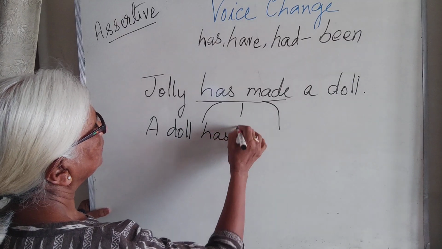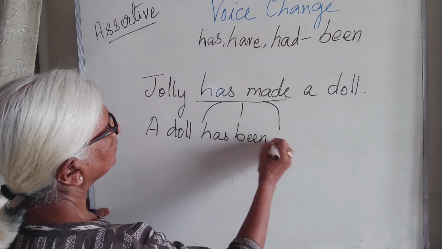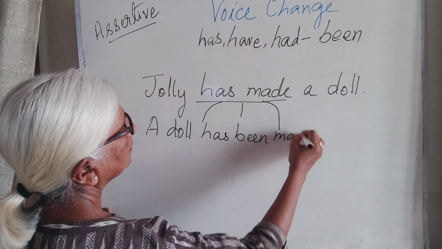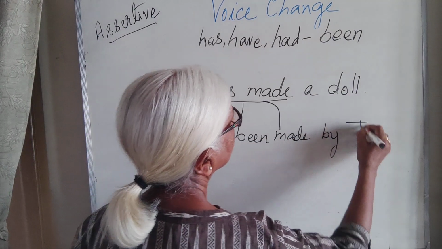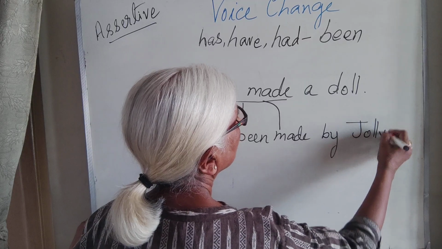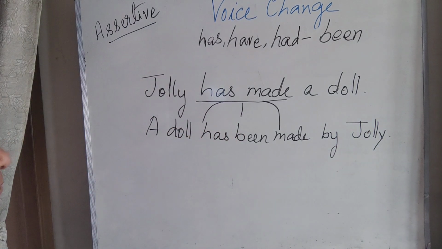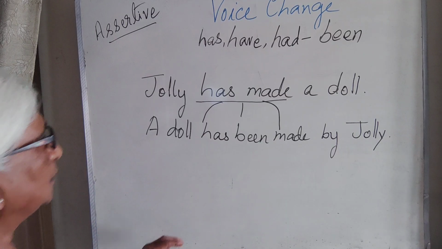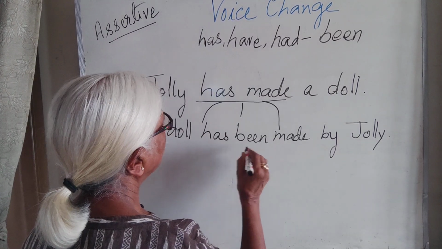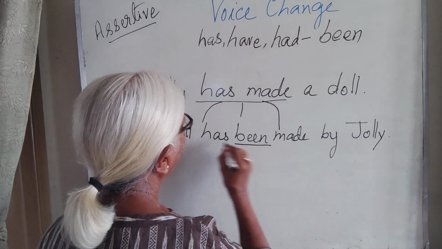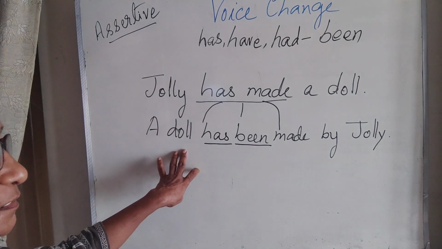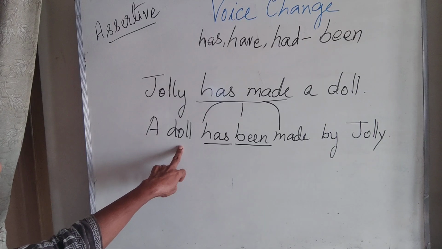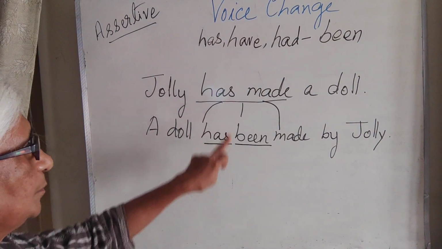A doll has been made by Jolly. So this is very easy, just like simple present and past, just like any other sentence. Only you have to be careful while using been and has. Why? Because a doll is singular and we know it's perfect tense, present perfect tense.